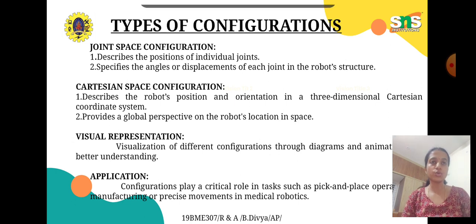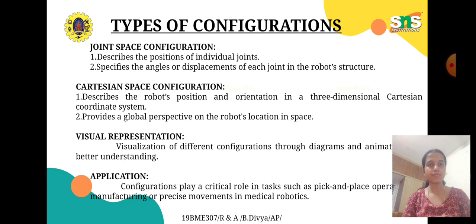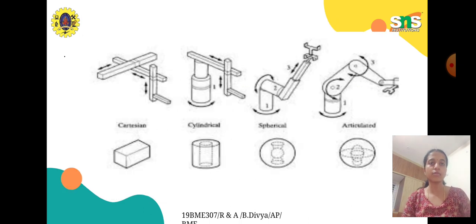In this video, we are going to see about types of configurations in robots. What are the types of configurations we have in the robots? Okay, we'll see in this diagram. We have different types of configurations: Cartesian configuration, cylindrical configuration, spherical configuration, and articulate configuration.